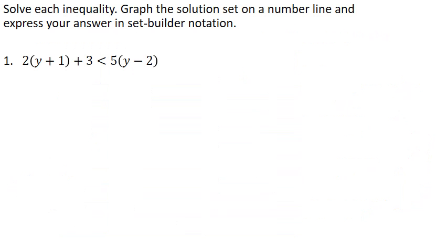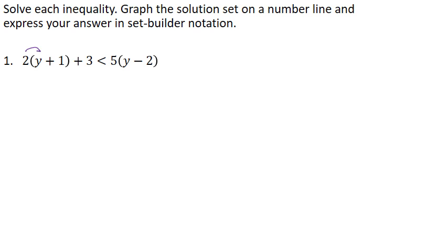So here we go. First one: can you solve this inequality, graph the solution set on a number line, and then express your answer in set builder notation? When you see a problem like this, kind of like when we did equations a few videos ago, try to get your y's on one side and then see what you have.